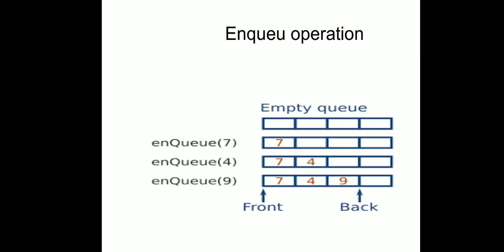See this example. There is an empty queue with a capacity of 4 elements. I say enqueue 7, so 7 gets added in the first block, then enqueue 4, second block, enqueue 9, third block. In this way elements get added in the queue.